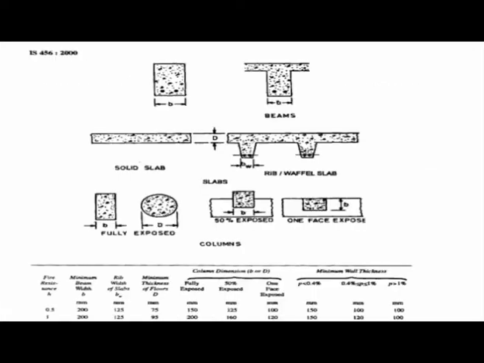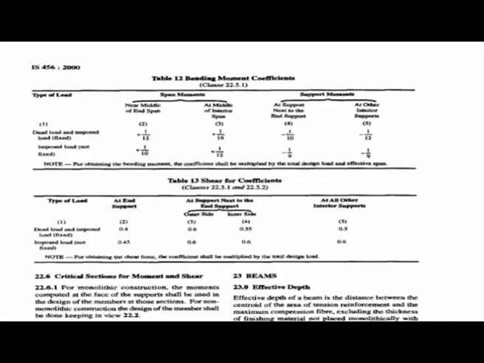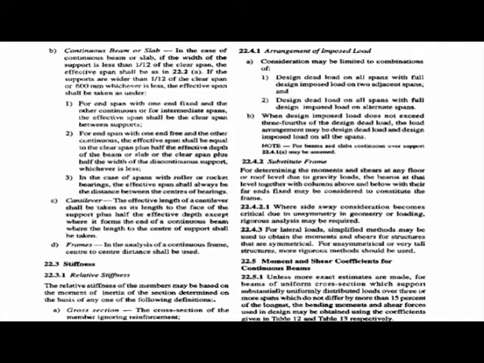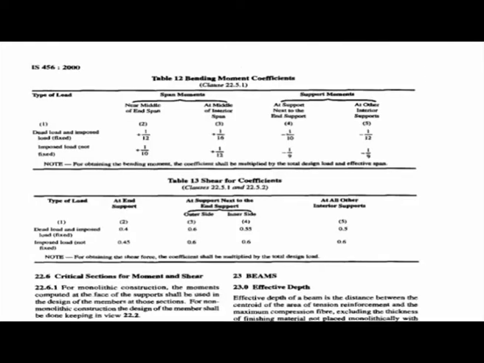So coming to this, I would like to show you table 12 and table 13. Why do we require this? Because sometimes it is not possible for us to analyze the structures in detail. In that case, we follow certain tables. Table 12 gives bending moment coefficients, and table 13 gives shear coefficients.